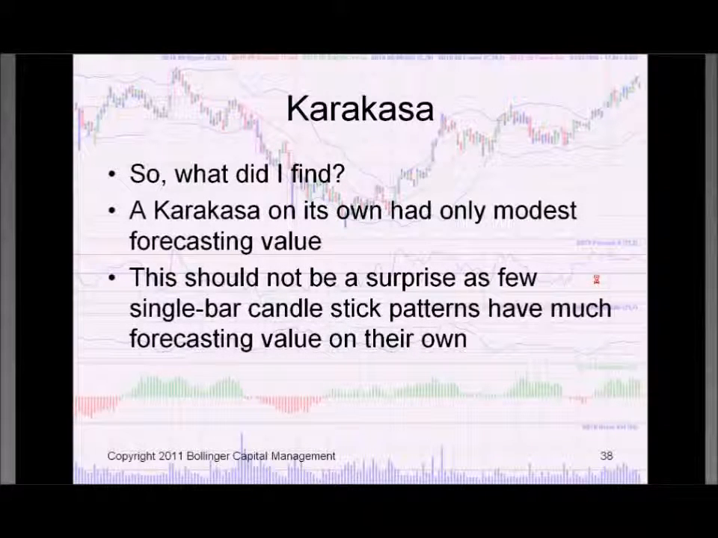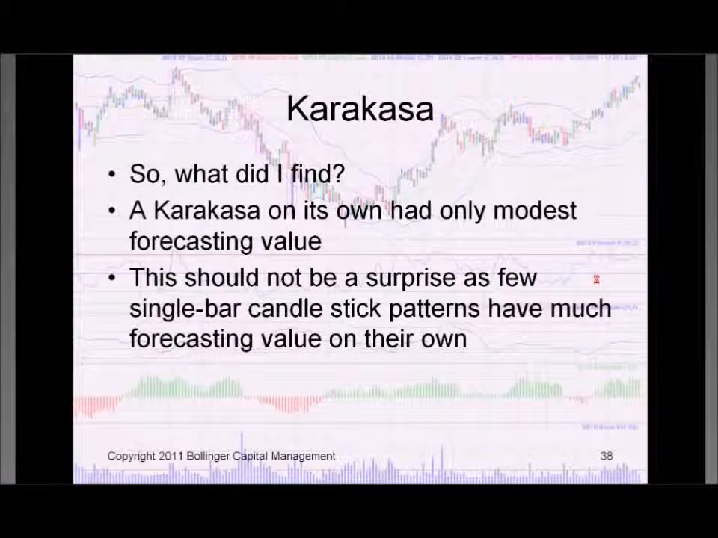So what did I find? I found a karakasa on its own had only modest forecasting value. It was, in fact, statistically significant only like at the 90% level. So it didn't have tremendous forecasting value on its own. Therefore, it wasn't really useful just as a single bar pattern.